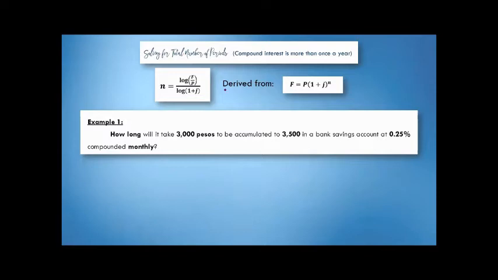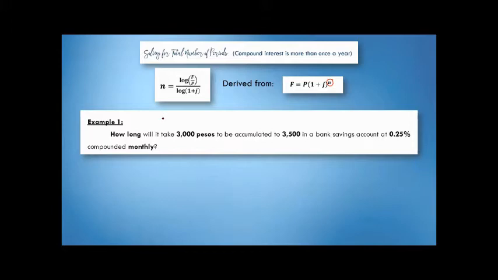So this is derived from our general formula na included ang j at saka ang n. So pag dinerive natin siya using the logarithm, ito yung derived formula. So this is the application of our topic for exponential and logarithm. Since we are looking for the exponent, it is also logarithm. That is why we can solve it using logarithm.